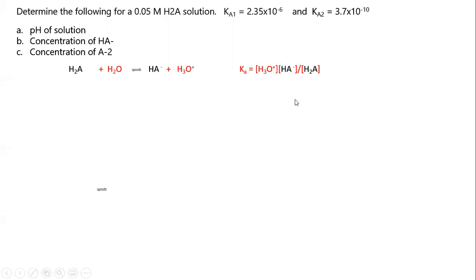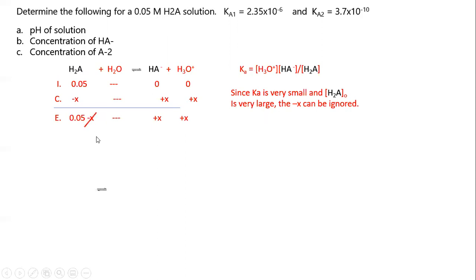So again, this is our dissociation. The first step, we dissociate one of the protons. This is the Ka expression. We do our ICE table. Now at equilibrium, you notice the minus X. Well, here the initial concentration of acid is much greater than the Ka, and so we can negate this minus X. So now we can set up the Ka expression and solve for X.